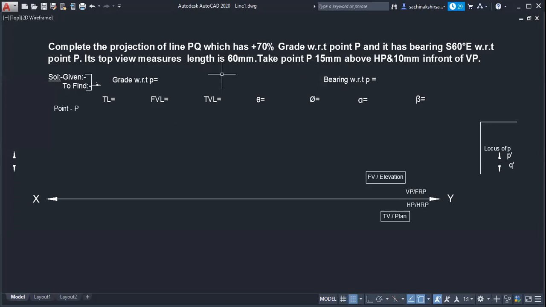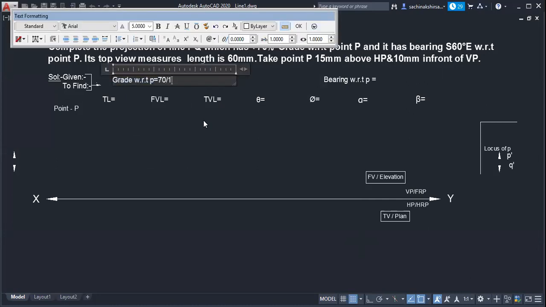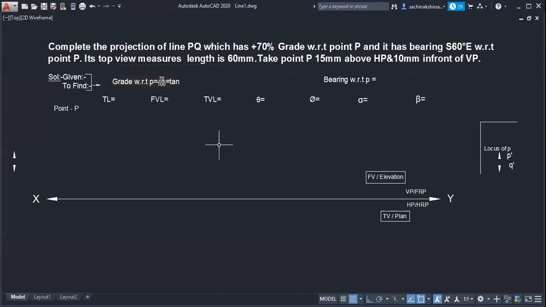So quickly, what is given for the line PQ? Then we will stop. Complete the projection of line PQ which has plus 70% grade. How are we expressing grade? 70 by 100 equal to tan theta. So what will be the value of theta? 35 degrees.